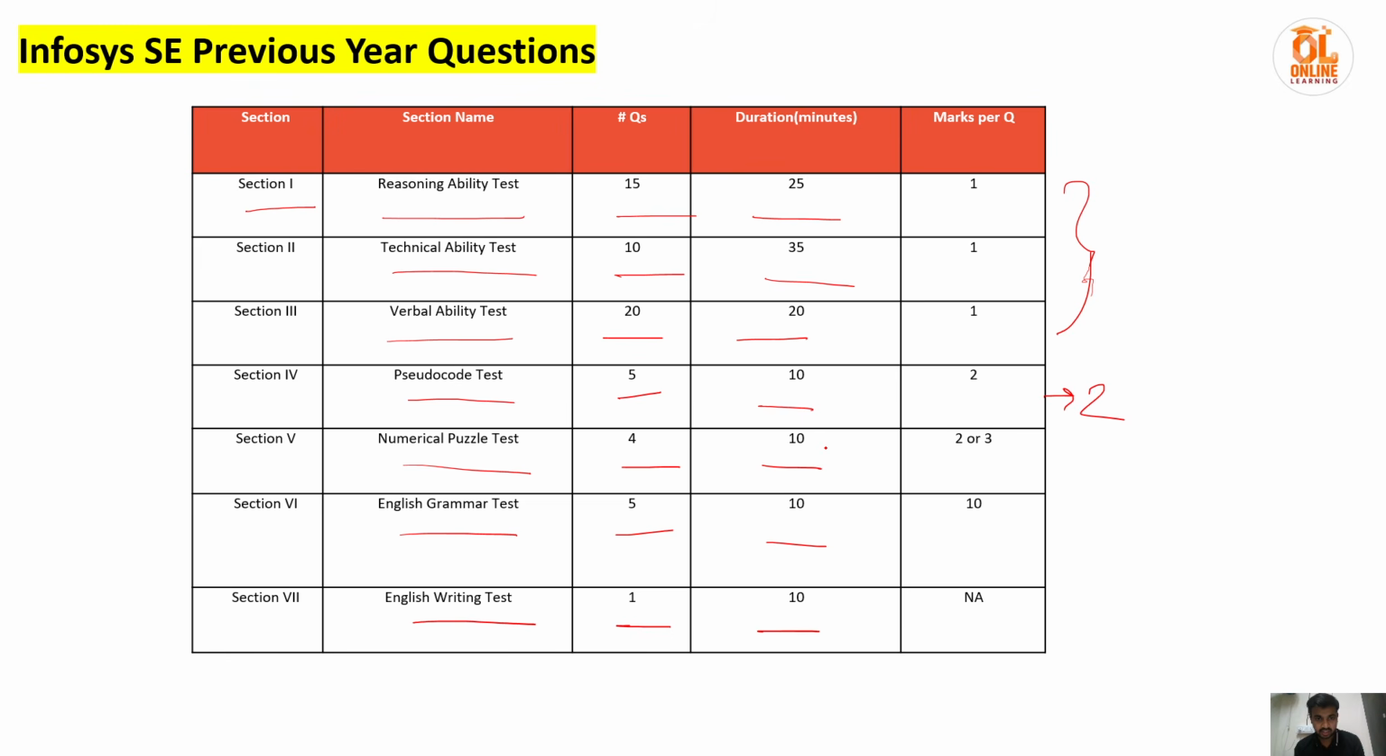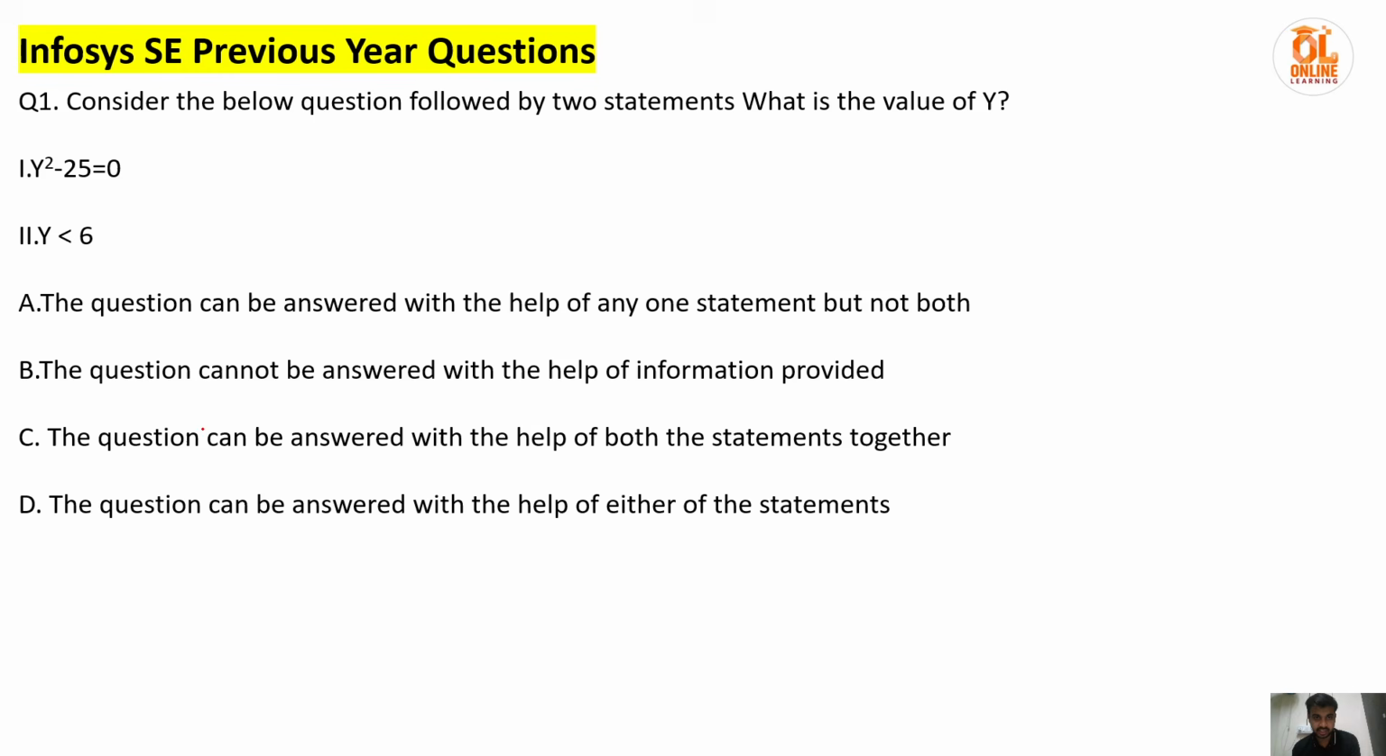Pseudocode carries 2 marks each. Numerical puzzle test carries 2 or 3 marks each. English grammar test carries 10 marks per question. It is wrong, it should be 1 mark per question again. And for the English writing test, it is not applicable. They have not mentioned the marking criteria. So today we are going to cover the reasoning ability test and numerical puzzle test. So let us move towards that.